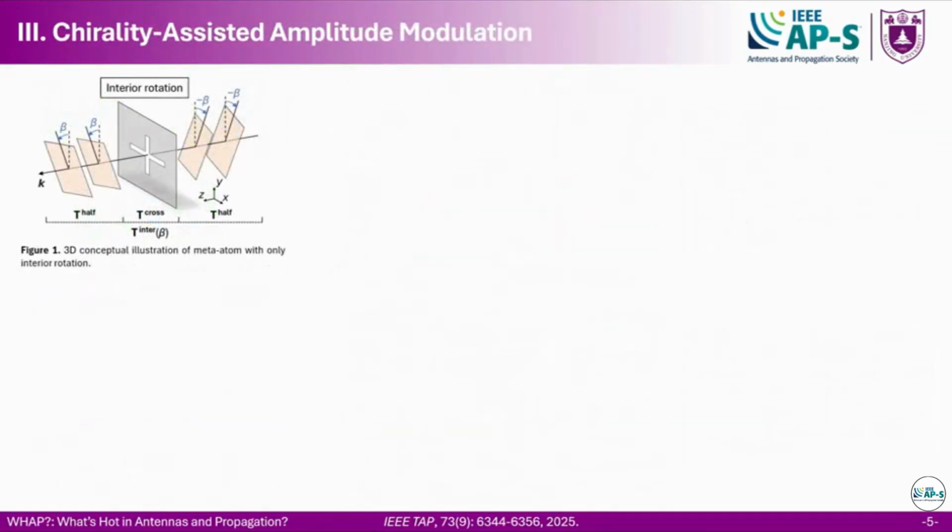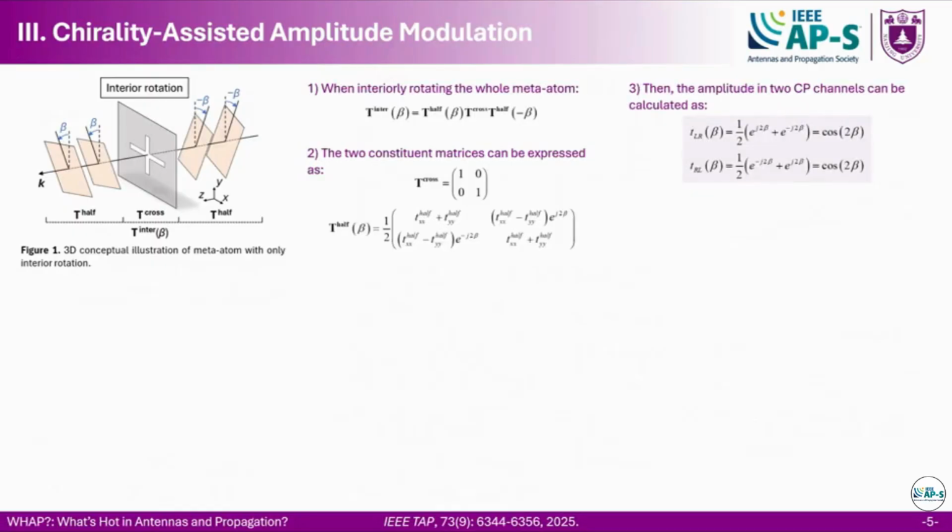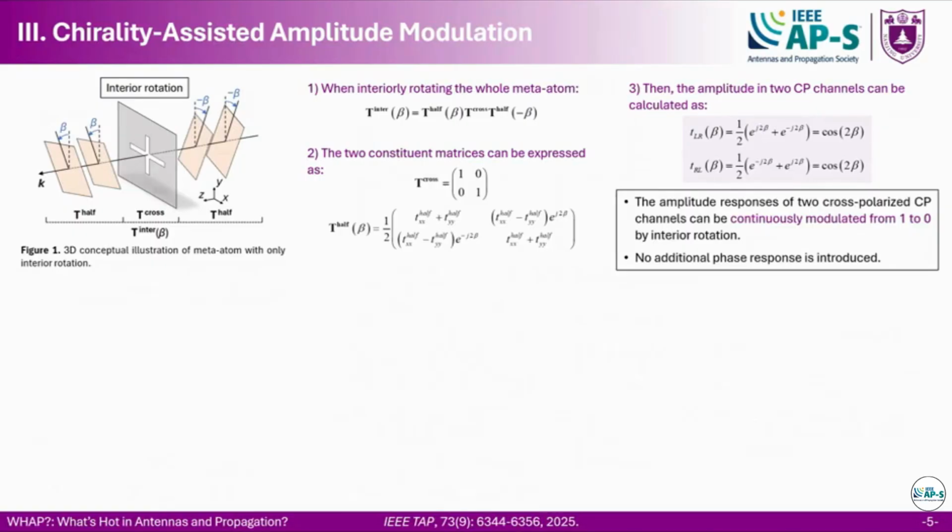On the other hand, an interior rotation strategy is developed to realize chirality-assisted amplitude modulation. By reversely rotating the patches on the two sides, the amplitudes of the two cross-polarized transmission channels can be continuously tuned from 1 to 0.